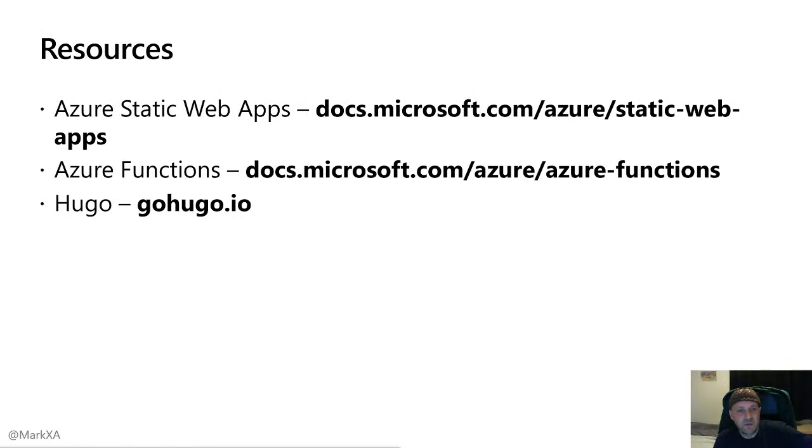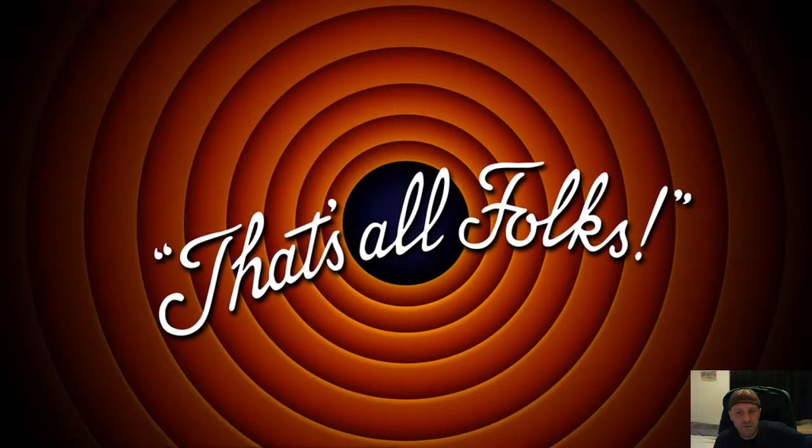Just some quick resources there. As with everything, all the stuff you need is on docs.microsoft.com. If you're interested in Hugo, that's at gohugo.io. That's my personal favorite static website generator, but there's plenty of others out there. I forget the name, but there is one that's written in .NET if you're a .NET fan. And that's all.